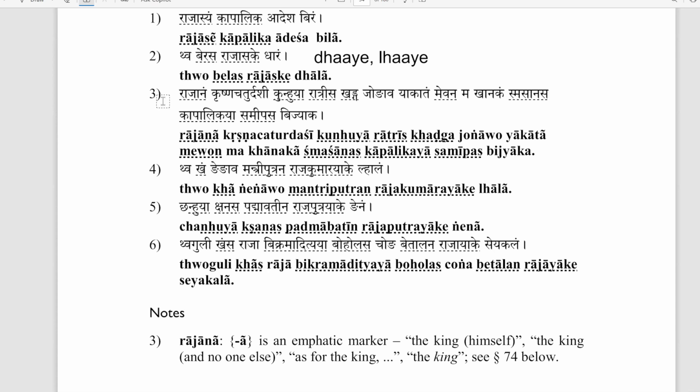Rajanan Krishna Chaturdashi Gunhuya Radrisa Karnaga Kupjoyao Yaganda Mevana Makhanaga Samasanasa Kabaligaya Samibasa Bijaga. Okay, we have a really long one. The best way to analyze a sentence is to just come to the first verb. So now we have this Jongao. This is the antecedent converb of Joye, of Jone. So that's to grasp, to take.